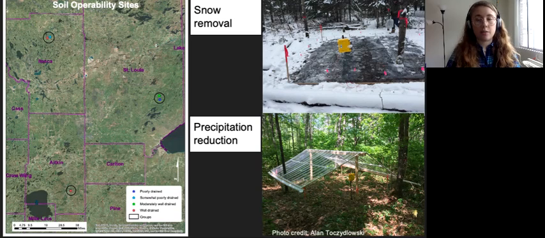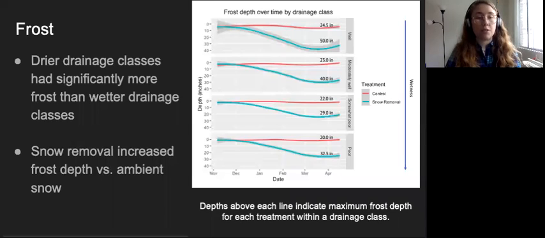In the summer, the treatment plot is installed with a rainfall exclusion shelter, as you can see in the lower right-hand corner. And in the winter, a snow removal treatment is installed, which you can see in the upper right-hand corner. So to start off now with some of the results.